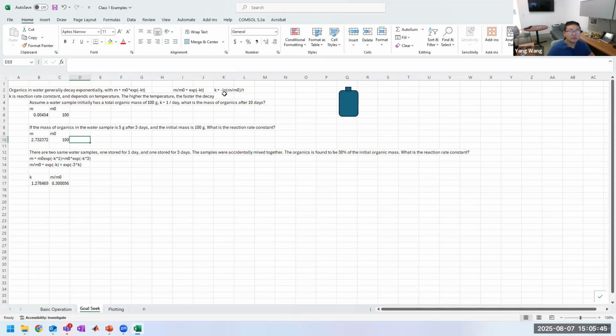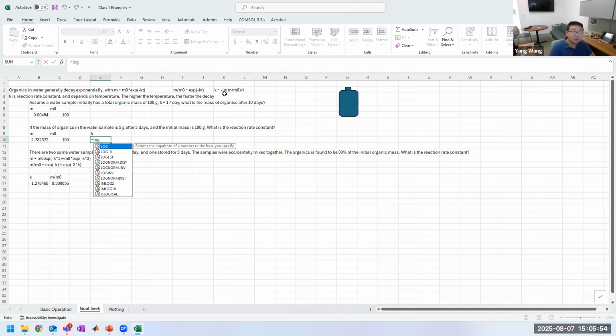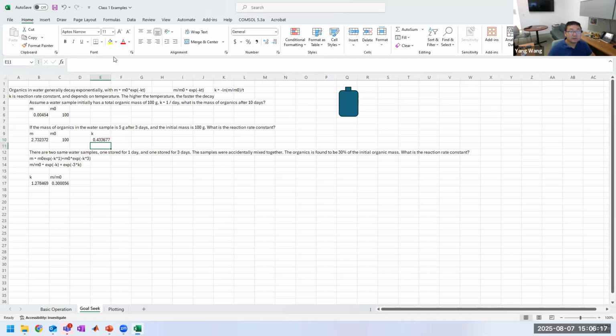So here, if you have the value of M and M0, you can calculate. Basically here, the log is a natural log. If you want to use a base of 10, you will use log of 10, right? So if you use natural log of 3 divided by 5 divided by 100, you put a minus sign here, and then divide by 3 days. So now you can solve what is K here.